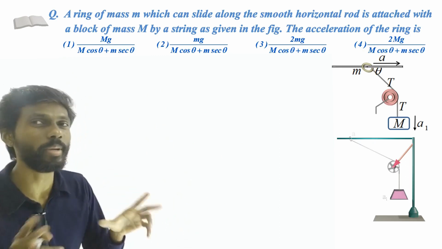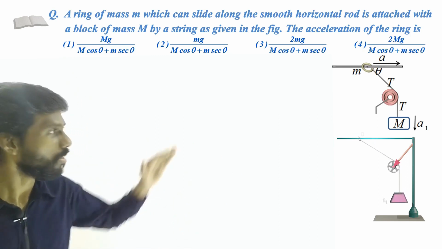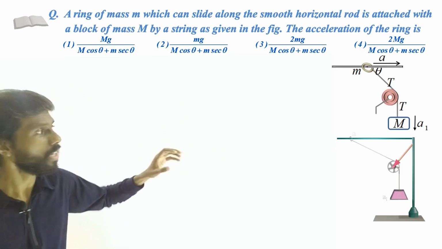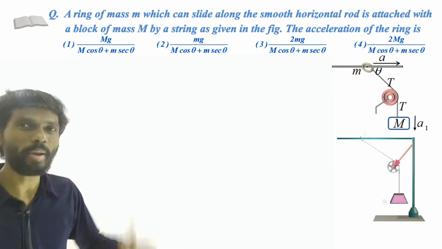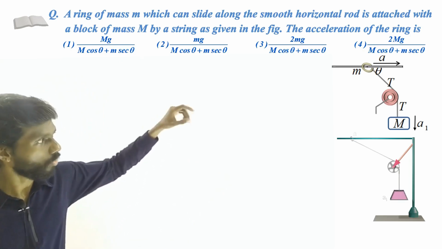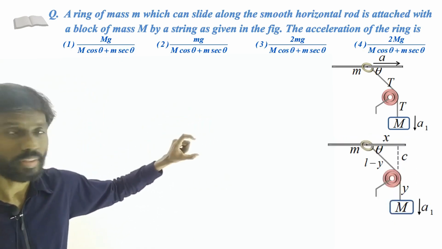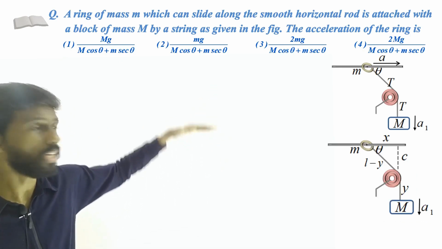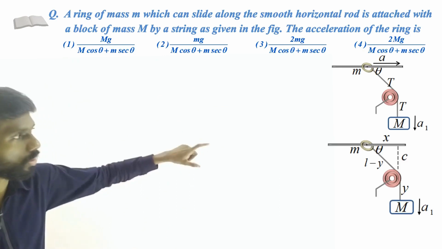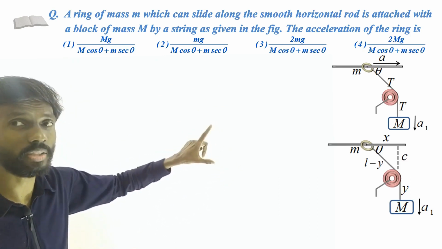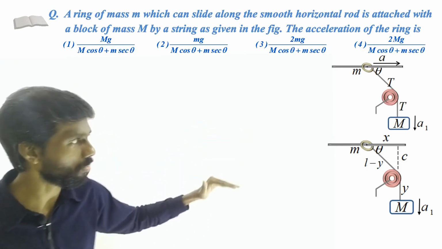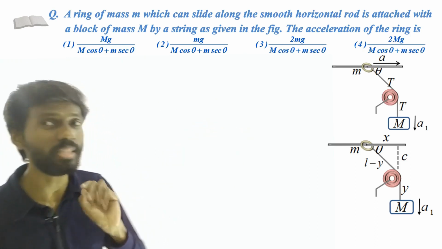Now we will do it by both the methods, though the second method is easier, finding the components of these two accelerations along this string, so they are equal. Now let us take the distances. The pulley is at a distance c from the horizontal rod, and that distance is fixed, c is constant. Now let us take the distance from the pulley to this block as y, but that is a variable.